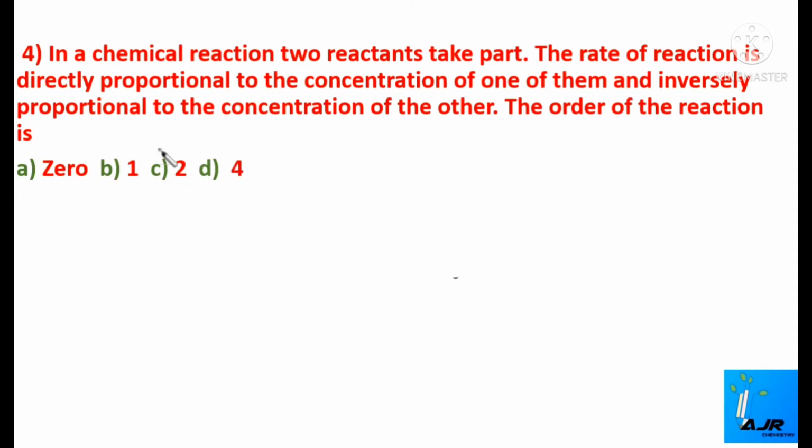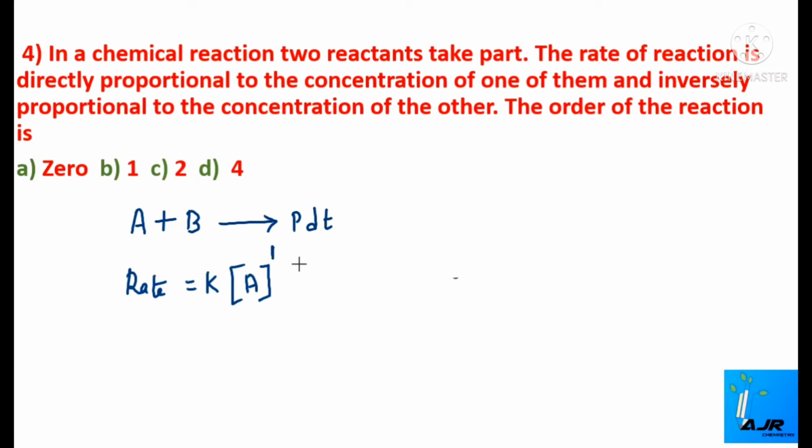Four options were given. So let me write from the question. Let us consider the reaction to be A plus B. Let A be one of the reactants and B be the other reactant, and this is giving the product. Now, according to the question, what's given? The rate of the reaction is directly proportional to the concentration of one of the reactants. Let us have that as 1. And it is inversely proportional to the concentration of the other reactant, so here we can write -1. Since it is inversely proportional, I am writing -1.